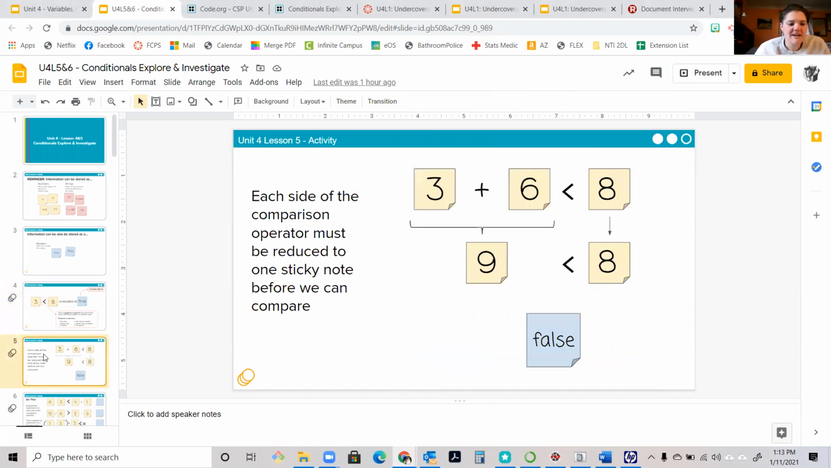When we do a comparison, we have to simplify the expression first before we do our comparison. So we got 3 plus 6, that's 9. 9 is less than 8. Well, no, it's not. So we return false.